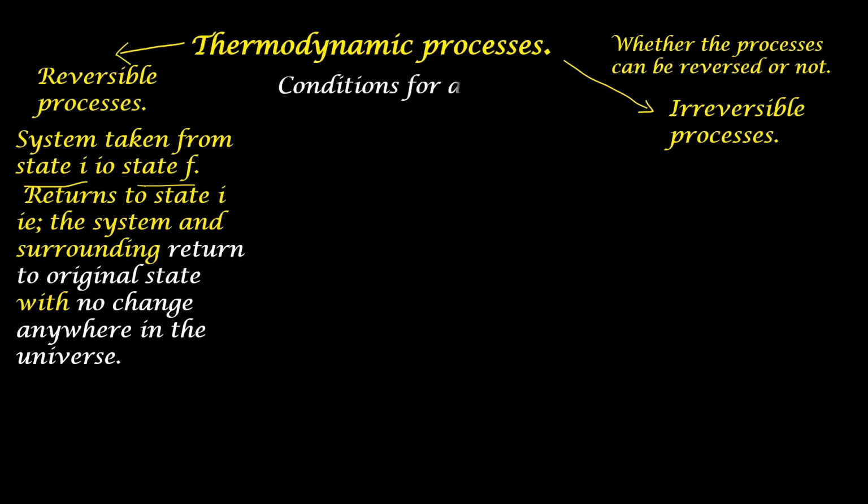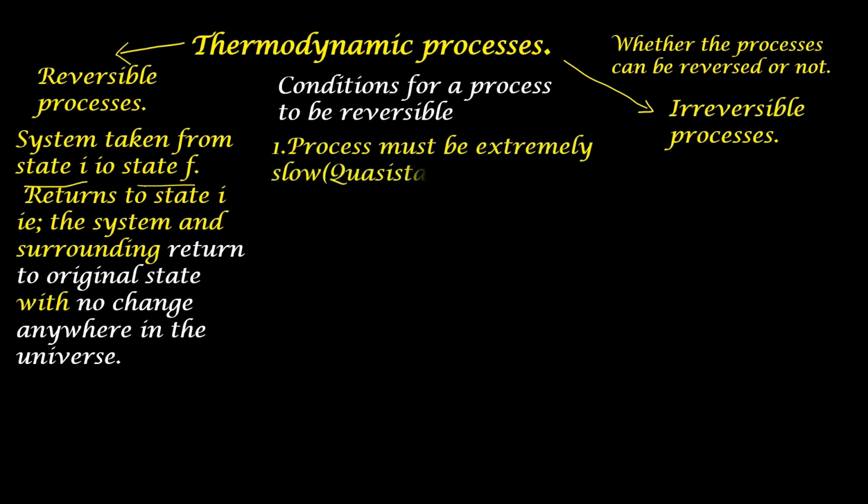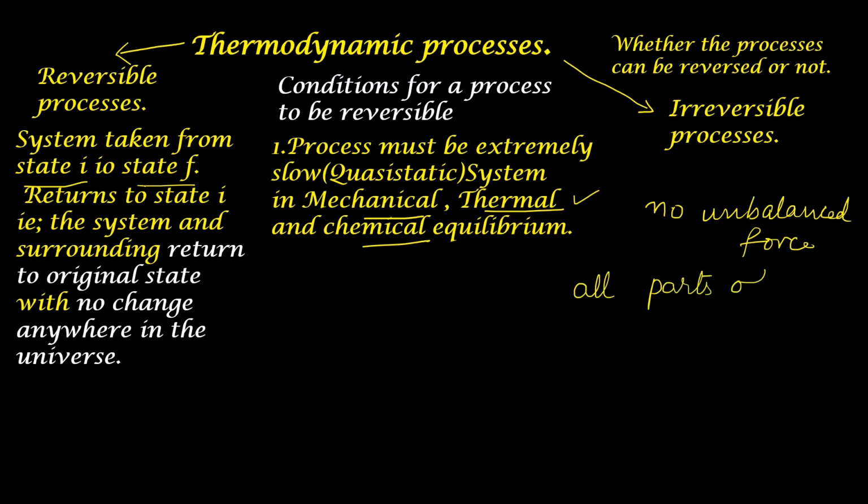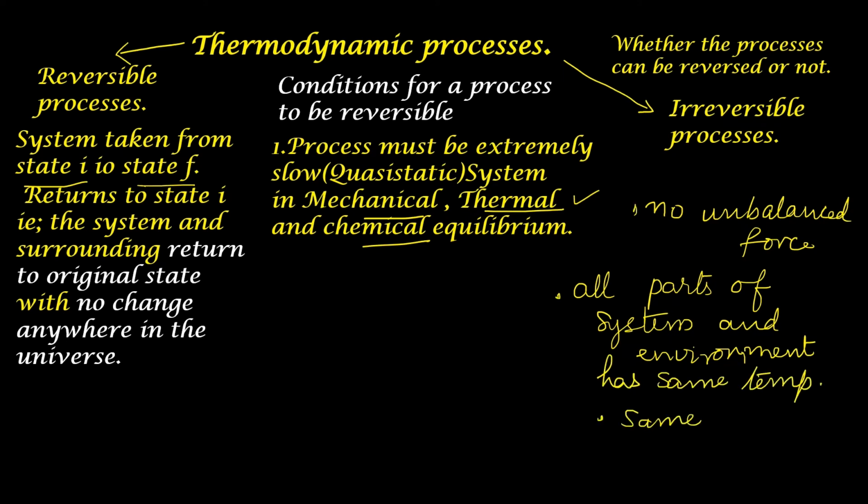What are the conditions for a process to be reversible? The process should be extremely slow, that is quasi-static, so that it will be in equilibrium. That is, there will be mechanical equilibrium, there will be thermal equilibrium and also chemical equilibrium. That is, no unbalanced force is acting on the system. Then there will be mechanical equilibrium. All parts of the environment and the system have the same temperature. So there is thermal equilibrium. And the chemical constitution of the system remains the same. Then there is chemical equilibrium. The condition is very elaborate.